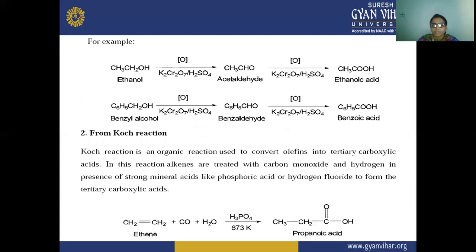Next, for example, here you can see that ethanol is given. This ethanol is oxidized in the presence of potassium dichromate and H2SO4 with the formation of acetaldehyde. So this acetaldehyde is formed here from the ethanol in the presence of this oxidant.